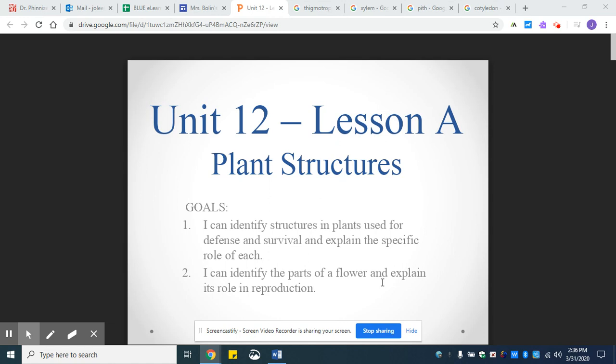So the goals for this unit: 1. I can identify structures in plants used for defense and survival and can explain the specific role of each. 2. I can identify the parts of a flower and explain its role in reproduction.